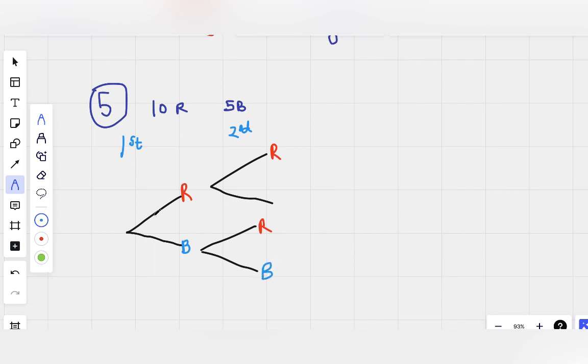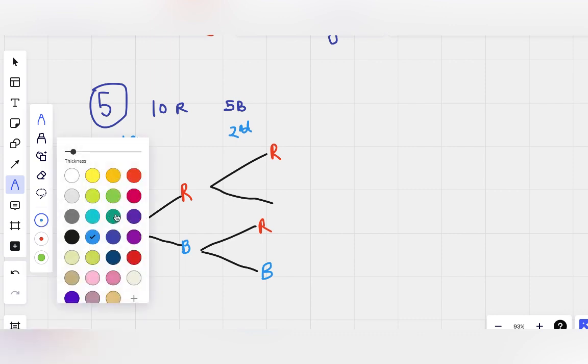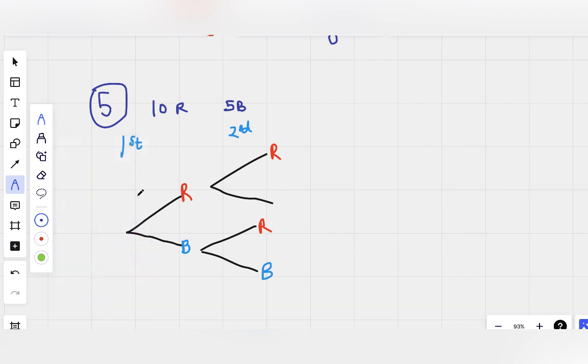Now we're going to fix all the probabilities. Remember they say there are 10 red. So the probability of the first one being red will be 10 over 15. There's a total of 15. Now let's write that probability: the probability of the first one being red is 10 over 15.